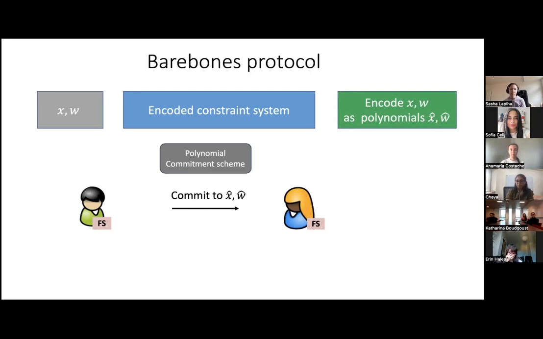So this polynomial commitment scheme allows one to commit to a polynomial such that the size of the commitment is independent of the degree of the polynomial. And in addition, it admits evaluation proofs where one can open a point of evaluation and prove that it is consistent with the committed polynomial. And again, these evaluation proofs are succinct as well. So the commitment and the evaluation proof are independent of the degree of the polynomial. So the prover commits to these polynomial encodings of the witness and the instance using a polynomial commitment scheme.